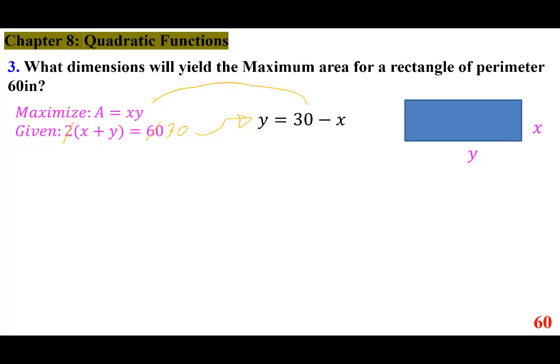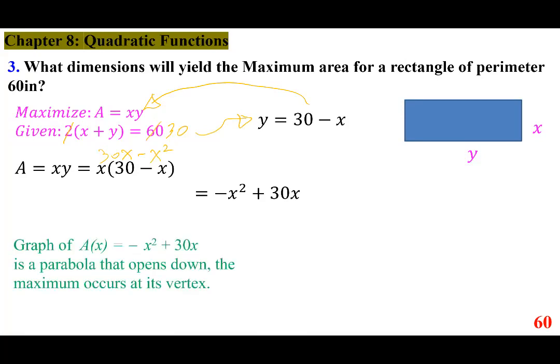Put that into the first equation, and it becomes a function of x only. Rewrite it, so this is 30x minus x squared, rewrite it in descending order. Notice this is a quadratic function, which means if we were to graph it, it's a parabola that opens down because a is negative.